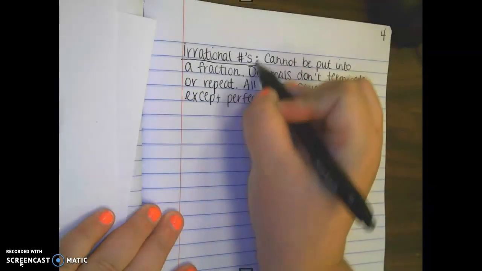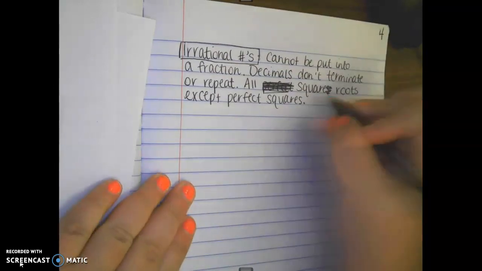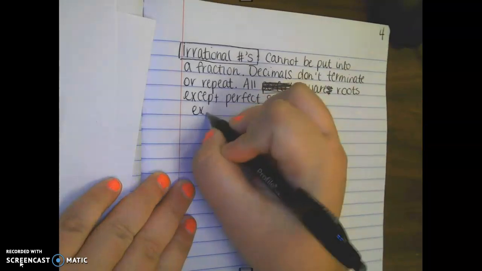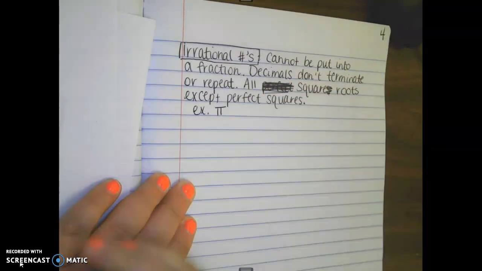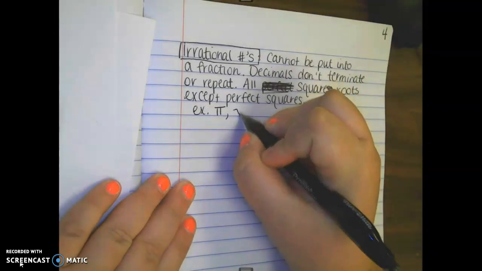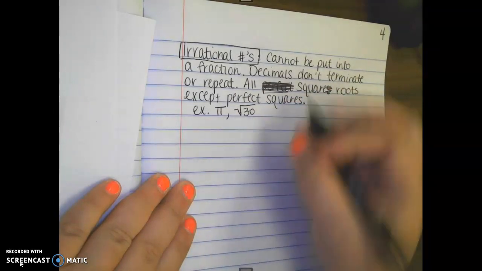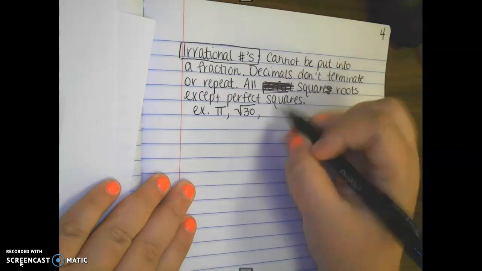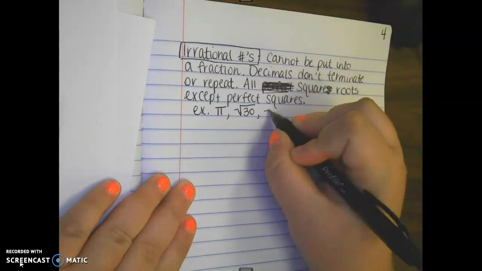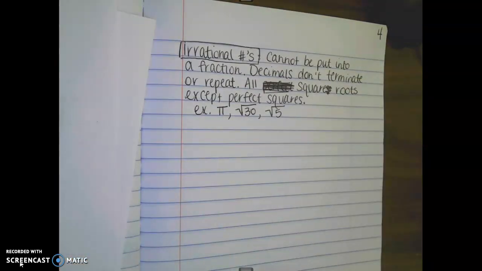So I'm going to box that word. All right, we're going to look at some examples. Examples may be pi. Pi does not repeat, and it does not stop. It does not terminate. We also have square root of 30, because that is not a perfect square. We have square root of 5, because again, it is not a perfect square.